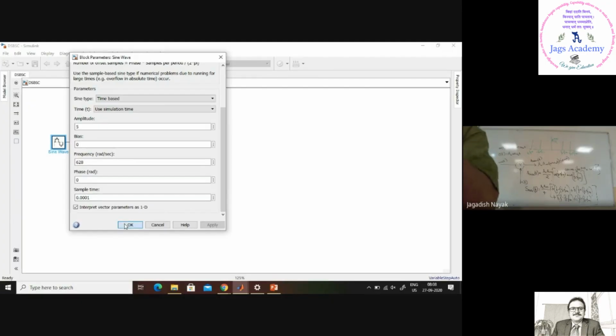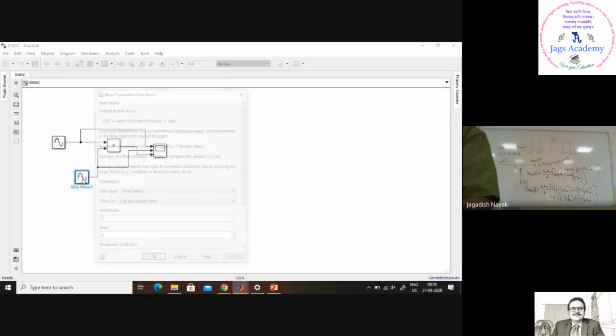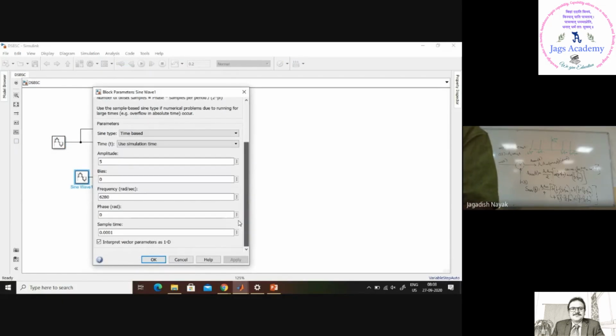Now double click on this. What is the frequency I have taken here? 6280. That means I have taken 1000 hertz, 1 kilohertz, as the carrier frequency. Your carrier frequency has to be very high, supposed to be megahertz. Because when you make it megahertz, in MATLAB it will just look like a dense waveform. I will show you that now. That's why I have taken the frequency as 1000 hertz.